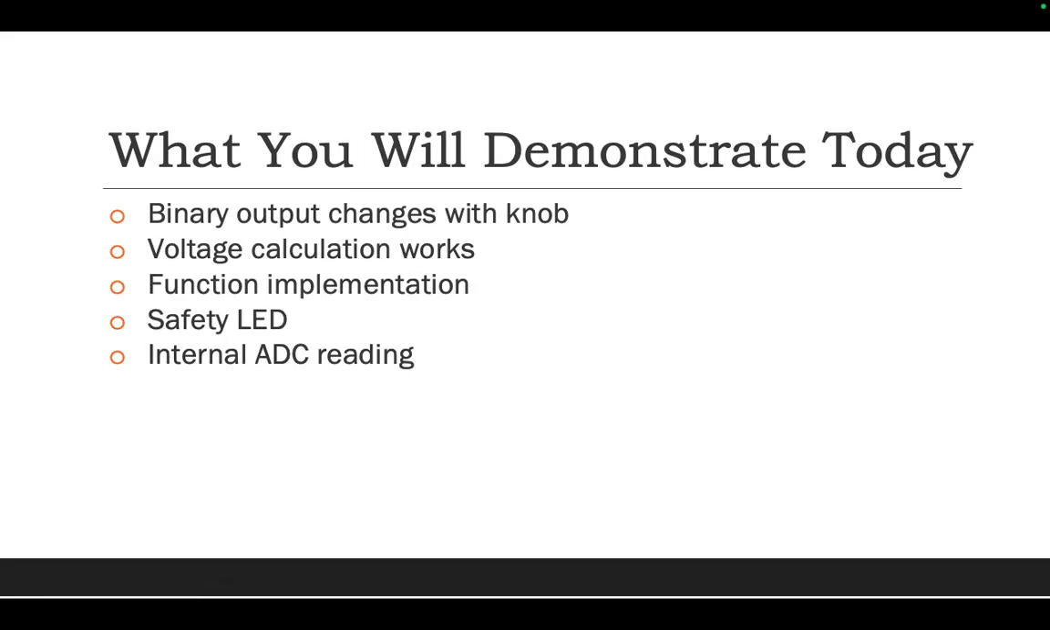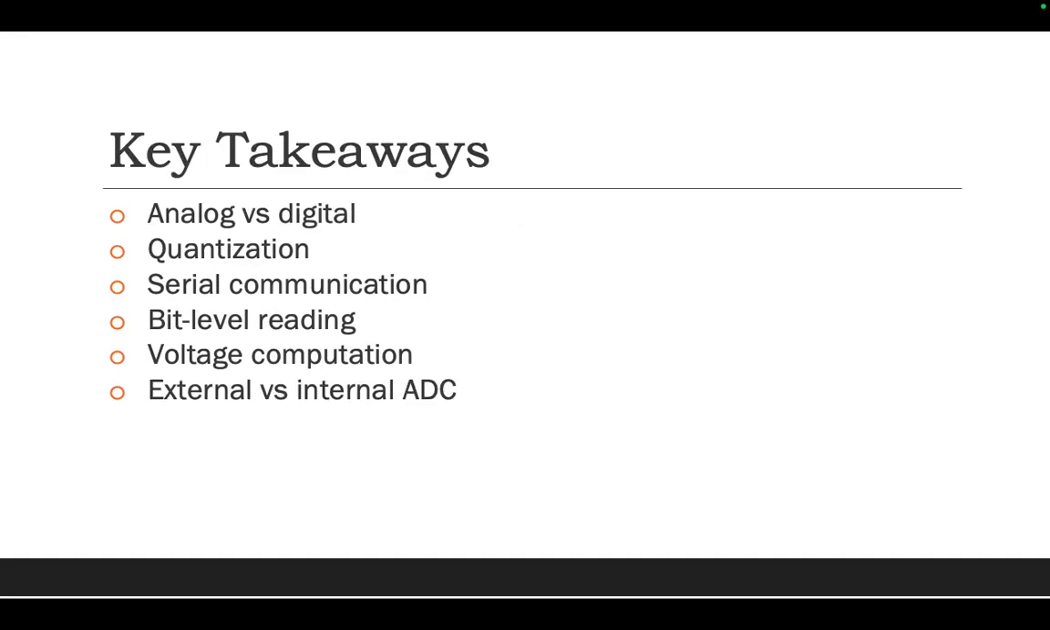Today you will demonstrate binary output changing with the knob, voltage calculation, function implementation, the safety LED, and internal ADC reading. After today's lab, you need to know these things: analog vs digital, quantization, serial communication, bit-level reading, voltage calculation, and external vs internal ADC. Okay, let's have today's lab this afternoon.